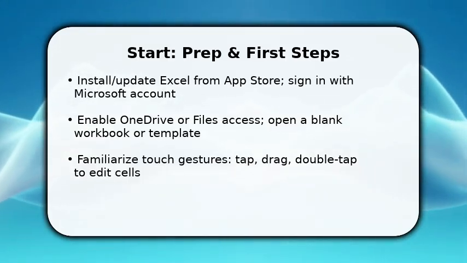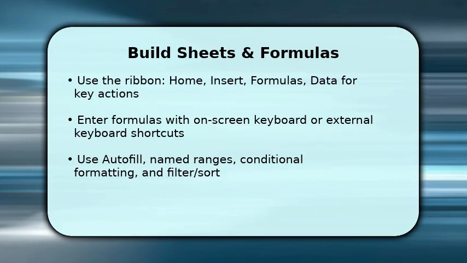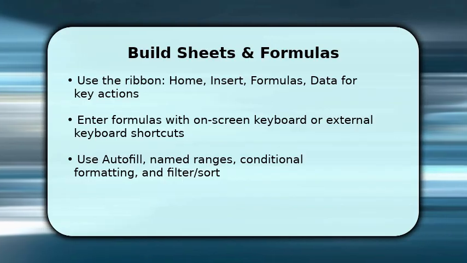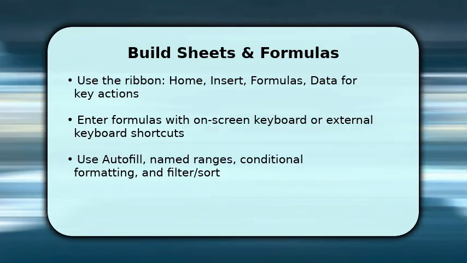Now focus on building the sheet. Use the ribbon tabs to insert tables, charts, and apply formatting. Swipe the ribbon to reveal hidden options. For calculations, tap the formula bar or press an external keyboard's equals key. This is faster for long expressions. Make use of autofill to copy patterns, define named ranges for clarity, and apply conditional formatting to highlight values. Once done, use filters and sorts under data to analyze results. These steps make the workbook both accurate and readable.